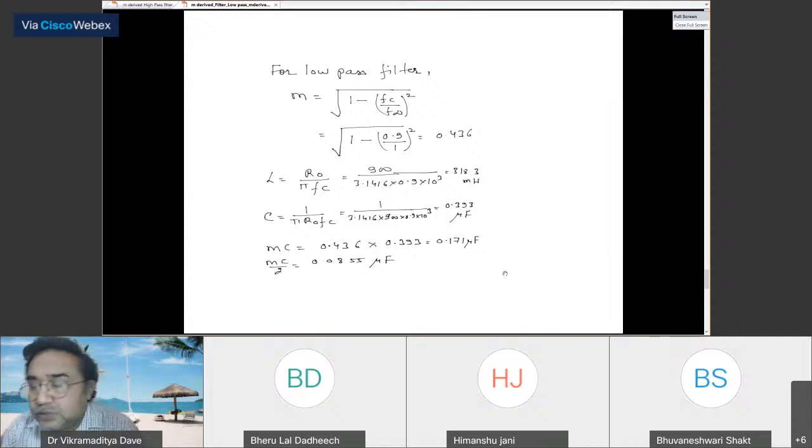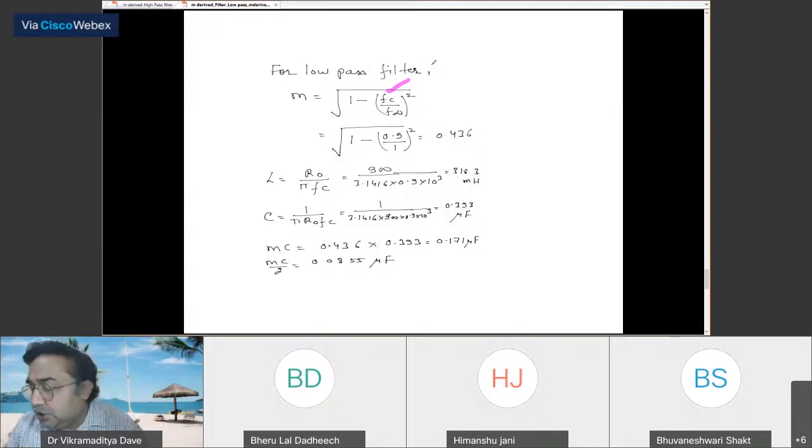So the first step will be to find out the ratio m. For that purpose we have already derived that m is nothing but under root 1 minus fc upon f infinite, whole square. Now these two, fc and f infinite, have been given to you. We will just substitute the values as you can see in the numerical. I have placed the value of fc as 0.9 and f infinity as 1.